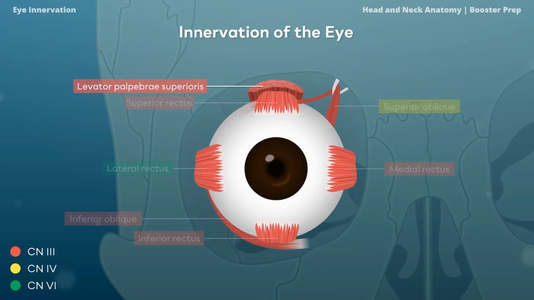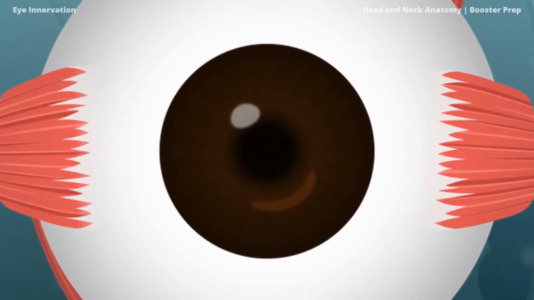Now, on the topic of the eye, we should talk about 3 intrinsic eye muscles that function to change the amount of light entering the eye, which is either innervated by the oculomotor nerve, cranial nerve 3, or the ophthalmic branch of the trigeminal nerve, which is cranial nerve 5. Let's focus on each intrinsic eye muscle and their action and innervation.